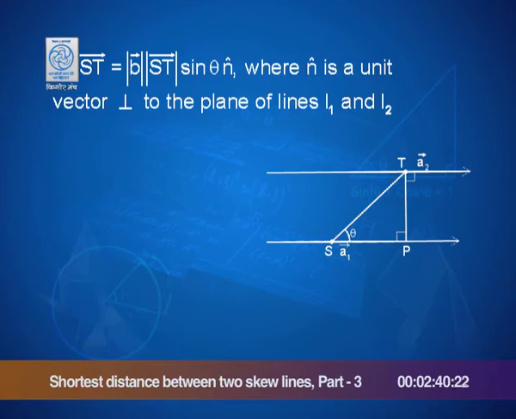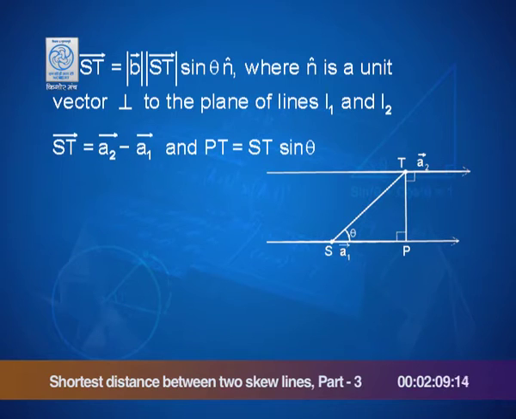Now, this distance TP can be calculated using again the vector algebra, where we learned that if I take B cross vector ST, the B is a vector along which the lines are defined, then B cross vector ST is magnitude of B, magnitude of ST, sine theta into a unit vector n cap, which is in the plane of the lines L1 and L2.